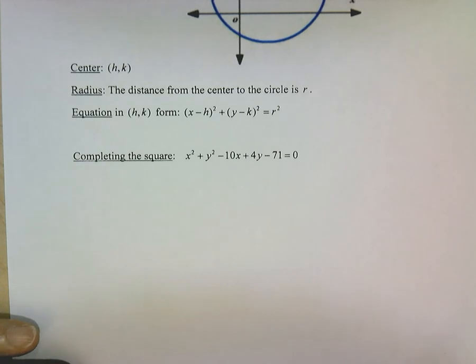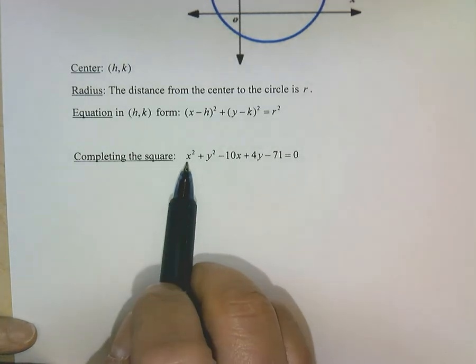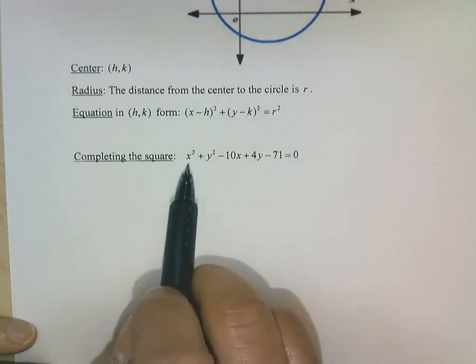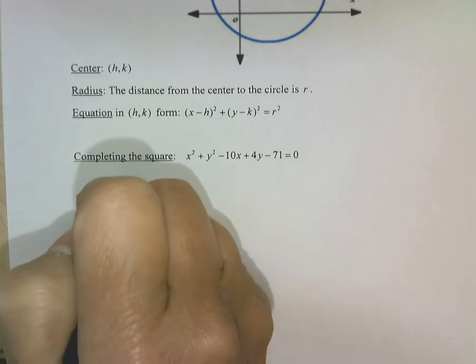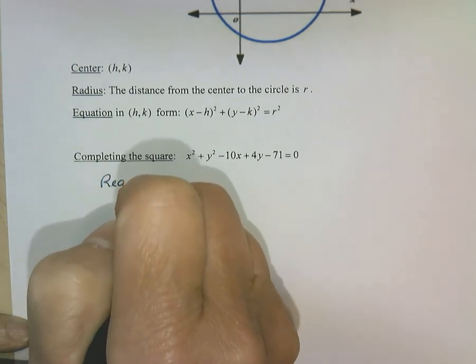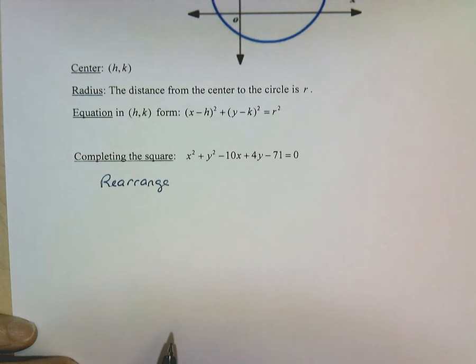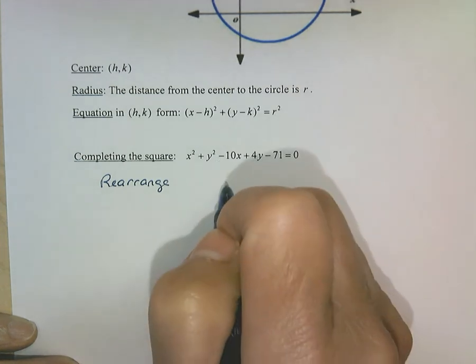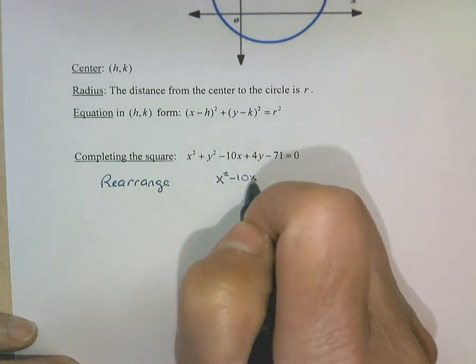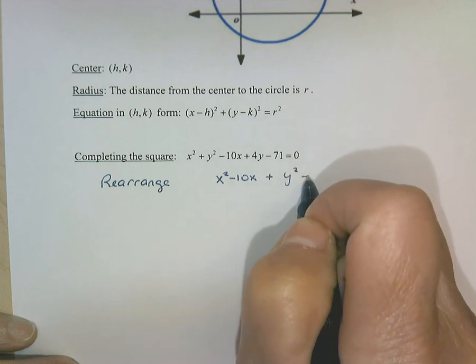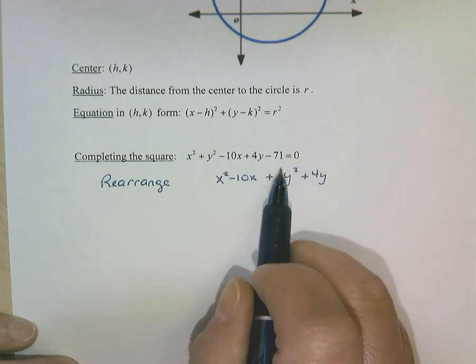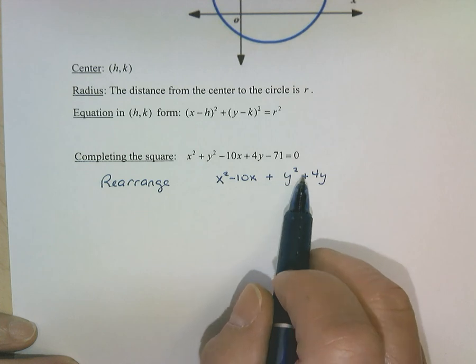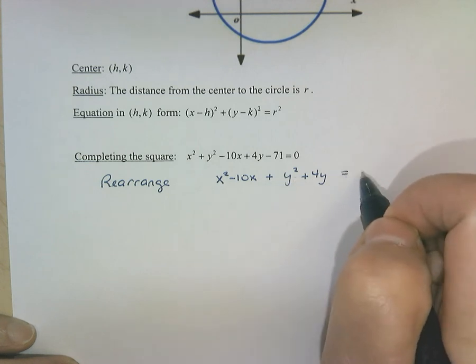My first step, I've got two variables. I have an x squared, a y squared, an x and a y. So I want to get the x's together, so I'm going to rearrange this equation. And I want to put the y's together. So I'm going to have x squared minus 10x plus y squared plus 4y. And I'm going to move this negative 71 over to the other side of the equal sign, so that makes it a positive 71.